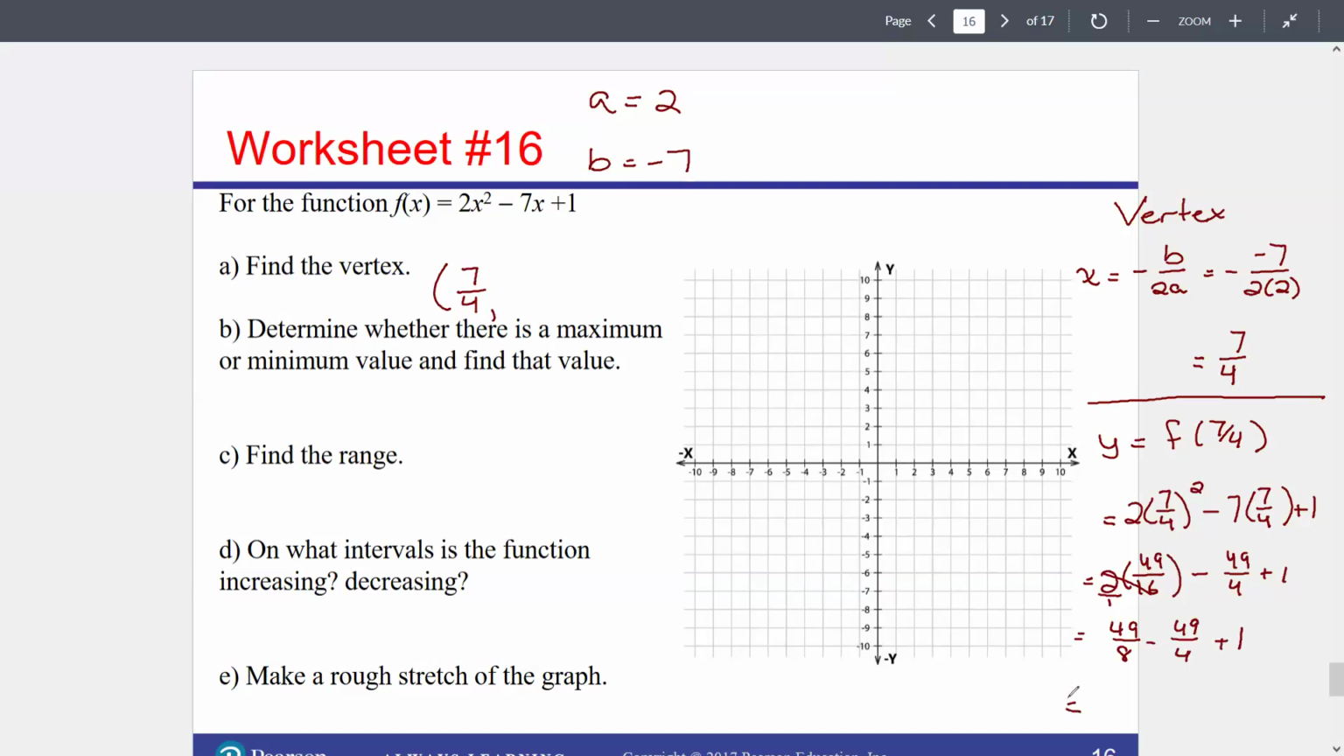Same denominator on everything. So if I double the 49 and the 4, I end up with 98/8, and then 1 can just be 8/8. So if I just add my numerators, I got 49 minus 98 plus 8. So that's -41/8.